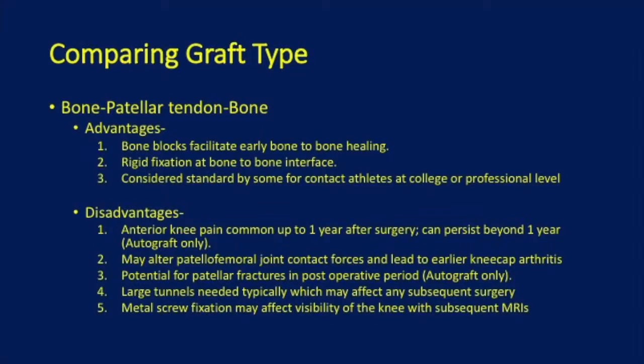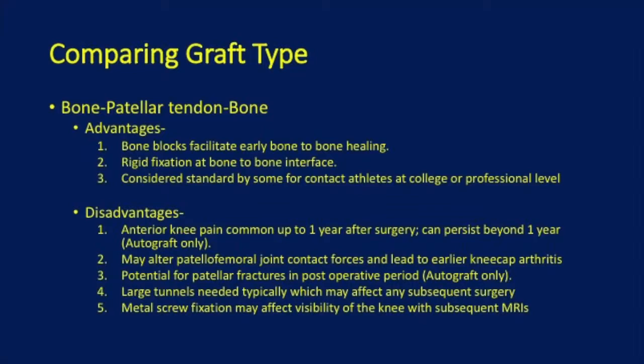You can also compare graft types, including the bone patella bone. One of the advantages is that the bone blocks on either end facilitate early bone-to-bone healing. There is rigid fixation at the bone-to-bone interface, and many consider it the gold standard for contact athletes at college or professional level or above.